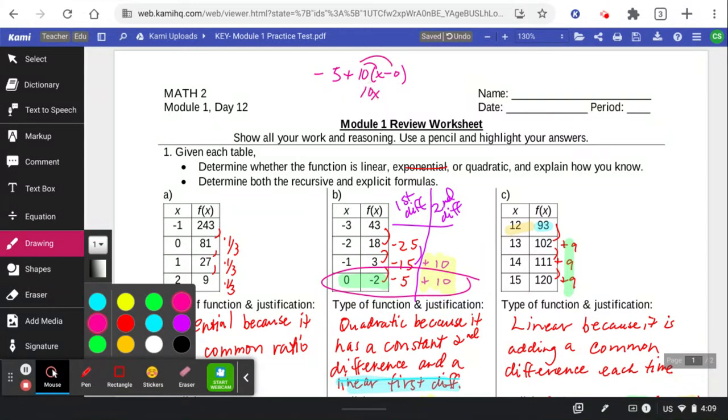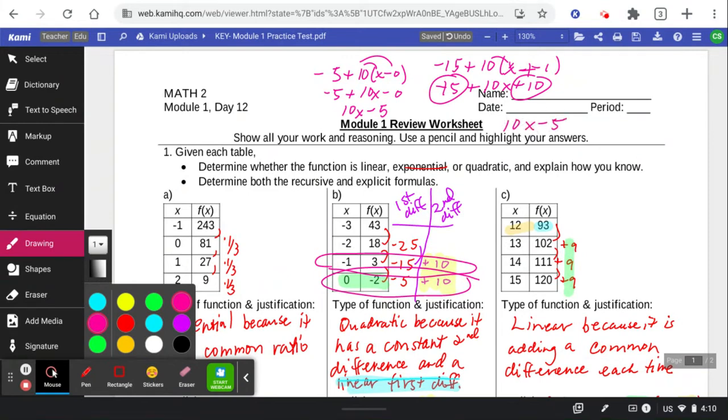We simplify this down and get 10x minus 5. Or what if we had used a different row? Begins with negative 15, adding 10, x minus a negative 1. That becomes plus 1. So 10x plus 10, negative 15. Negative 15 and 10 makes the minus 5.